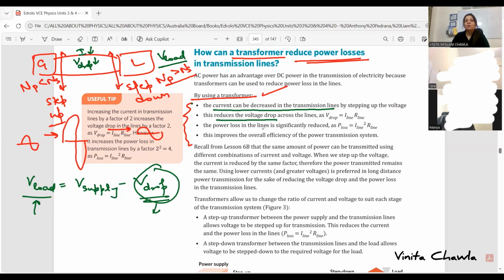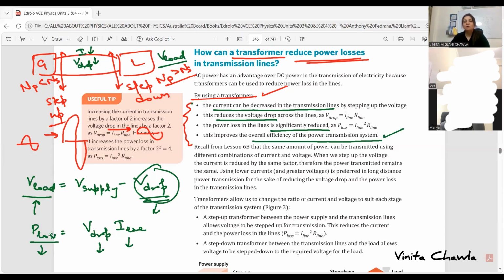Third, the power loss in the transmission lines is significantly reduced because I is reduced, V is reduced, and what is power loss? Power loss is nothing but V drop times I line, no? The formula for power loss is V drop, the voltage drop across the transmission lines, times I line. So if both the values are decreased, current is decreased, voltage drop is decreased, then automatically power loss is also decreased, significantly reduced. This improves the overall efficiency of the power transmission system.